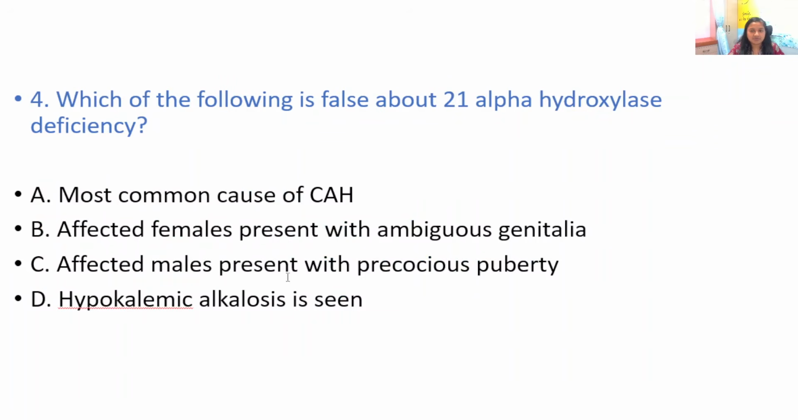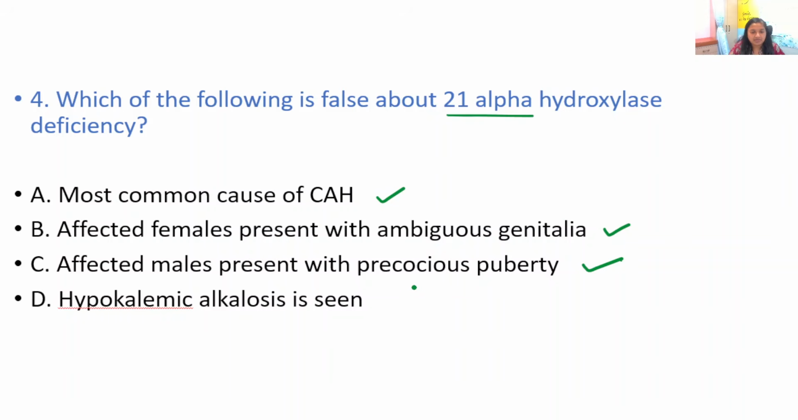Which of the following is false about 21 alpha hydroxylase deficiency? First option is most common cause of CAH. Yes, this is correct. Affected females present with ambiguous genitalia. Yes, because this enzyme deficiency causes virilization of females, so they present with ambiguous genitalia. Affected males present with precocious puberty. Yes, because of over virilization.